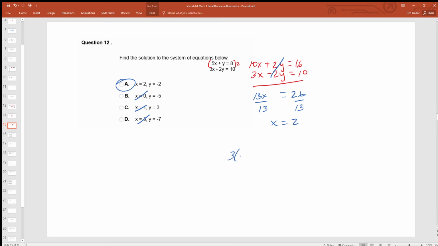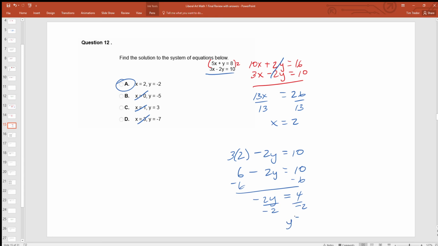So if I plugged it in for x in this bottom one here, oops, that's a minus. And that's going to be 6 minus 2y equals 10. Subtract 6. Divide by negative 2. And I get y equals negative 2, which it does in that choice.